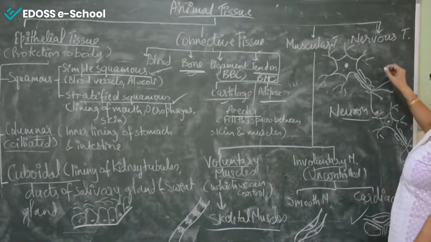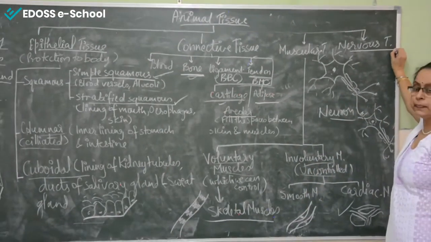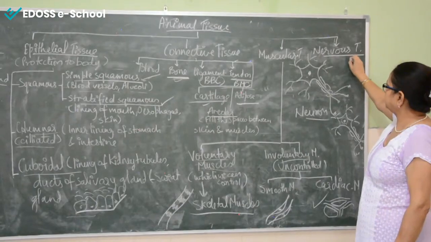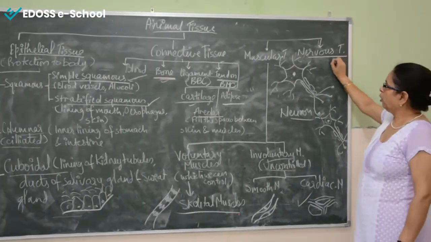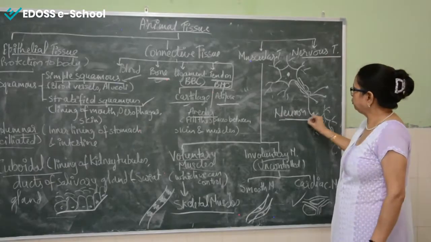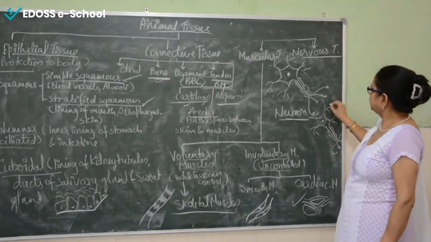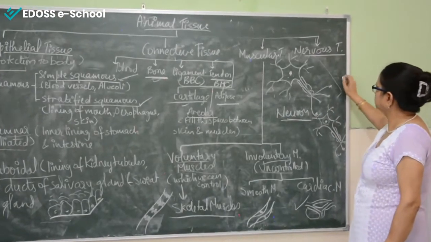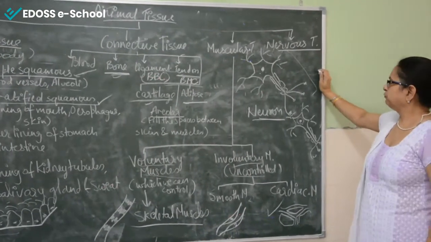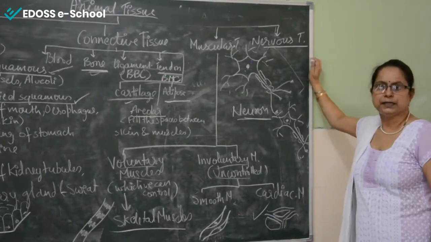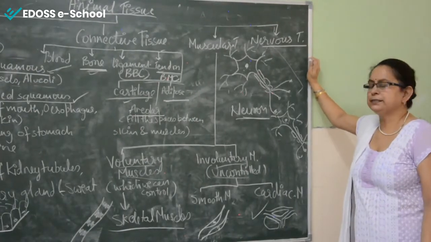Now the last is the nervous tissue. All the nervous tissue, that is the tissues present in the brain, and all types of nervous tissues are called neurons. Students, this diagram of the neuron is very important. It has been asked for 2 or 3 marks. You have to draw this diagram and label it. It's a very simple diagram that you can draw very easily.